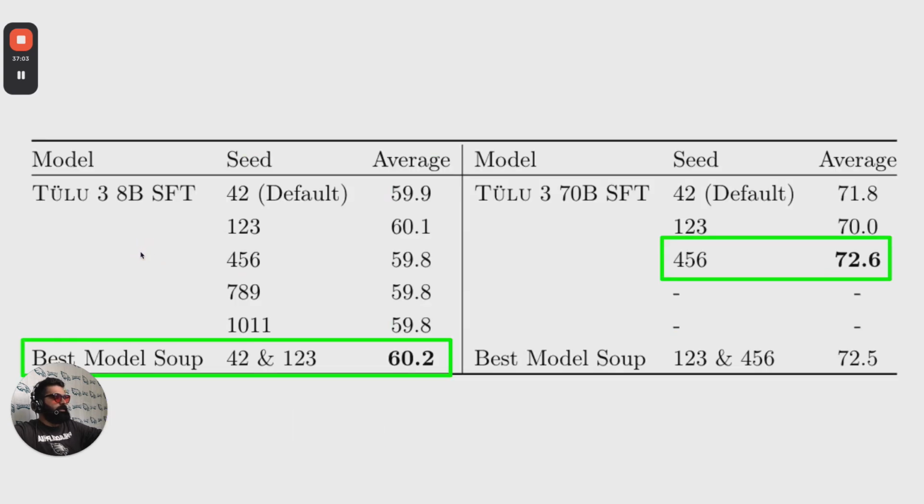This is the data that supports their claim that the best model soup doesn't always get you the best result. So for the 8 billion model, it did, but for the 70 billion, random seed 456 actually got the best overall average.